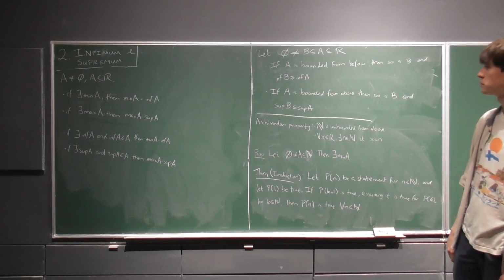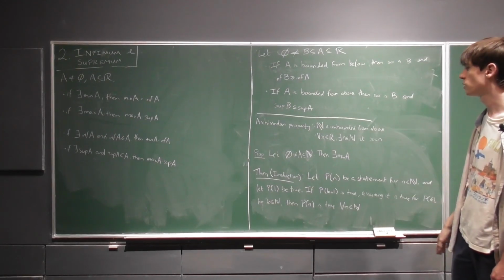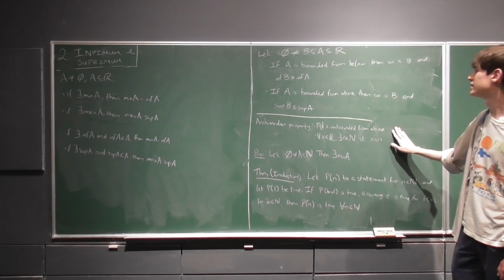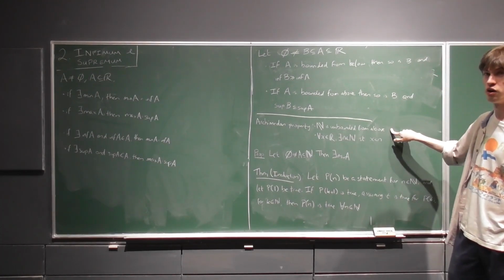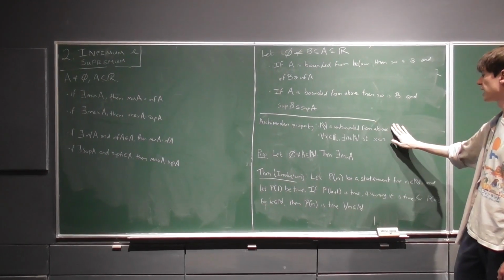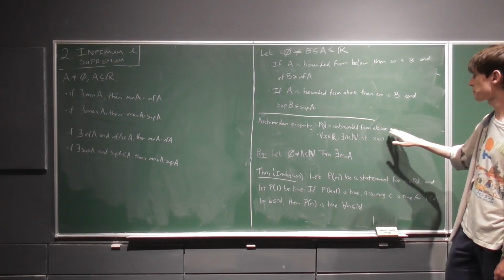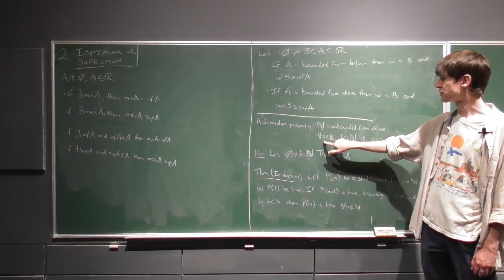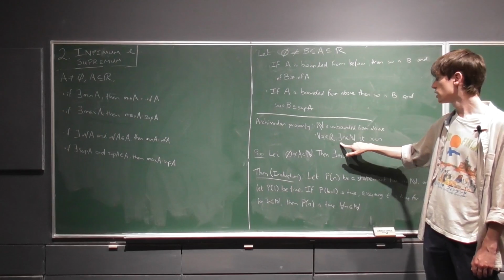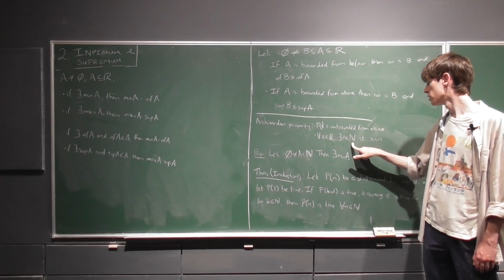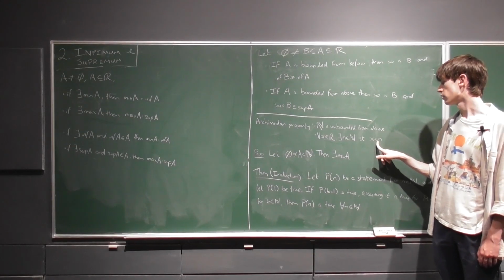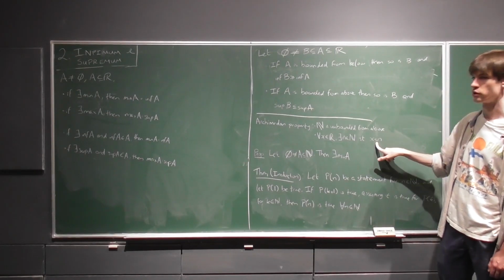Now, from infimums and supremums, you can get a whole load of very nice properties. The first one being the Archimedean property, which says that the natural numbers are unbounded from above, which you probably would have known anyway, but you can prove it this way. And you also get that for any real number x, there exists some natural number n such that x is less than n.